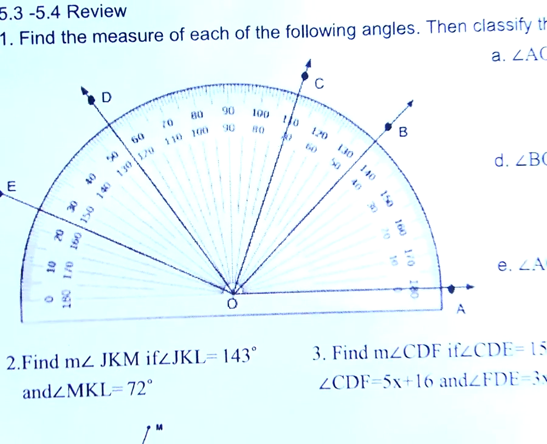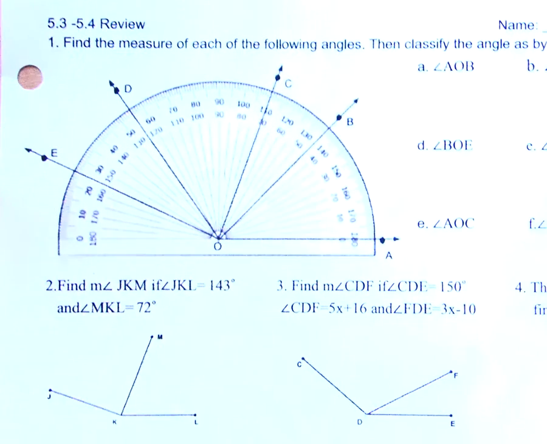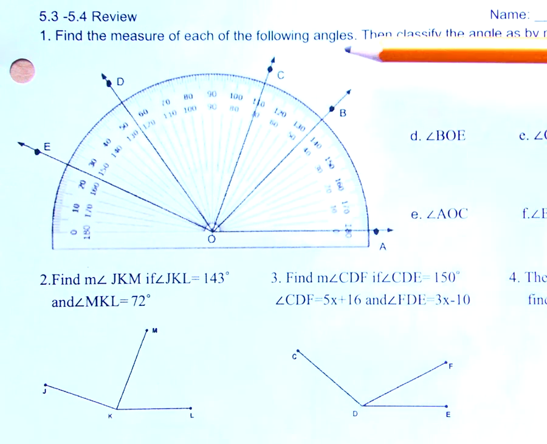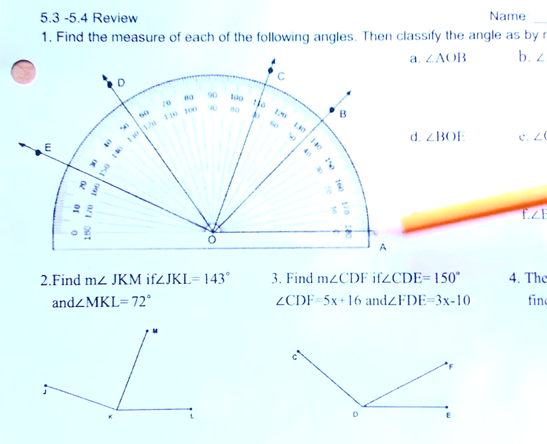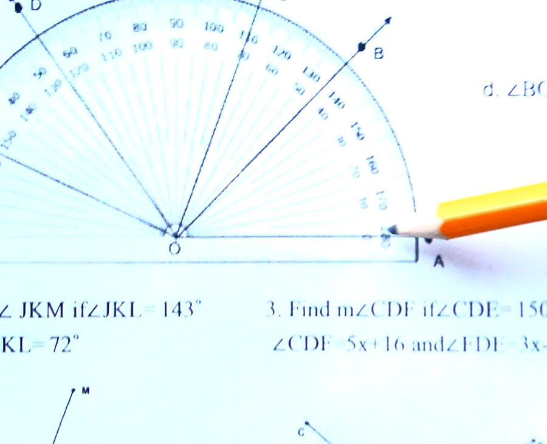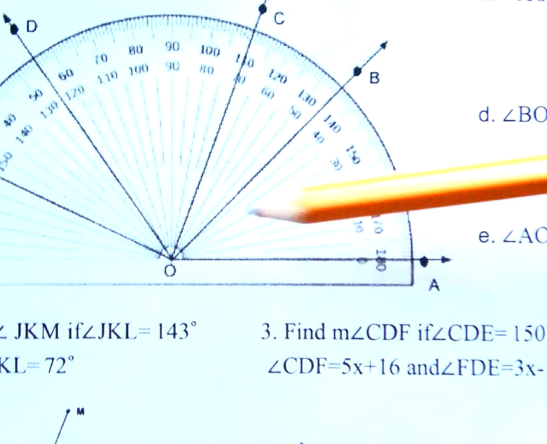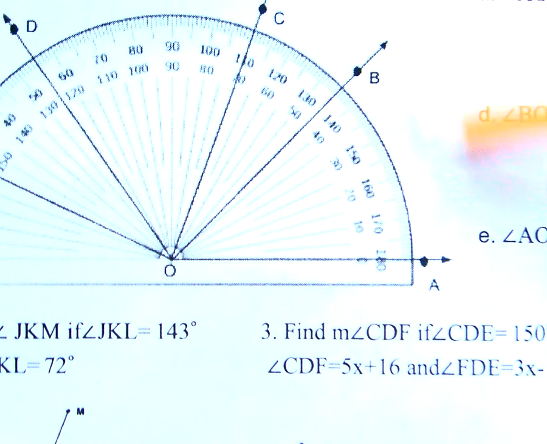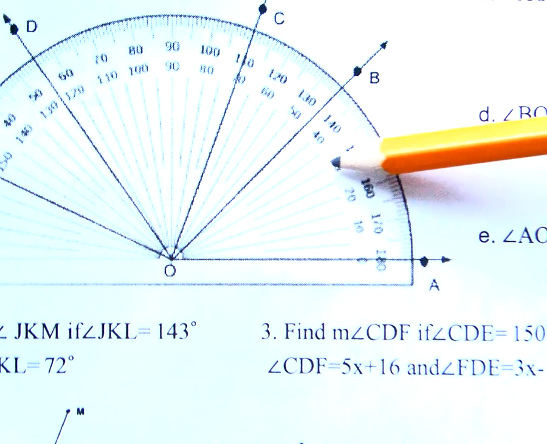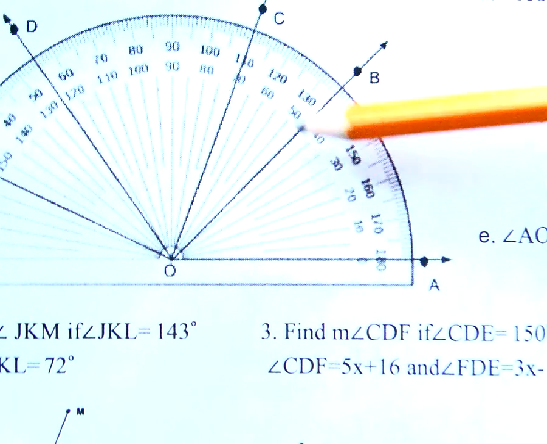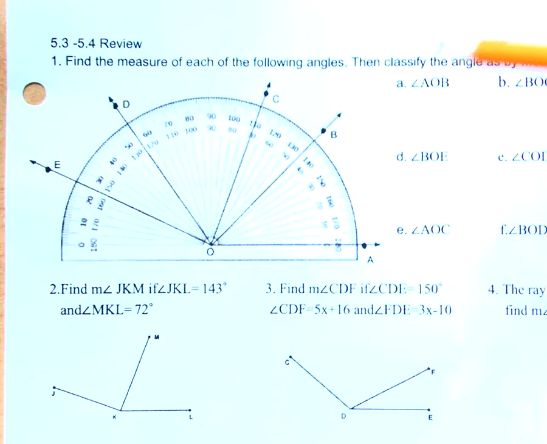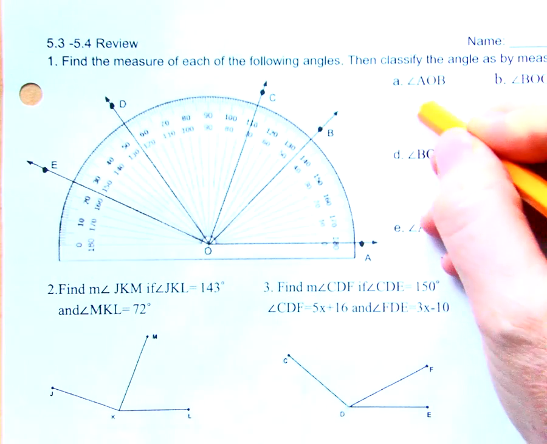So the first one is find the measure of AOB. And AOB would be this angle right here. And we like when part of the angle is starting at 0 because it's really easy to count when it starts at 0. So if I want to go AOB, then that would start at 0 and go 10, 20, 30, 40, and then halfway between 40 and 50 would be 45 degrees. And so I'm looking at this guy right here.